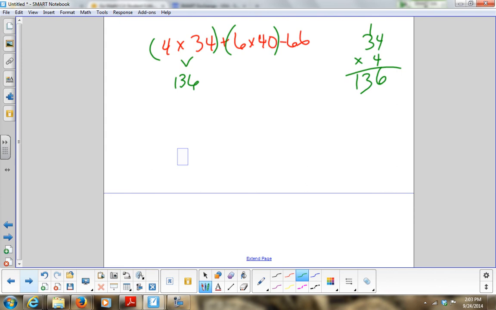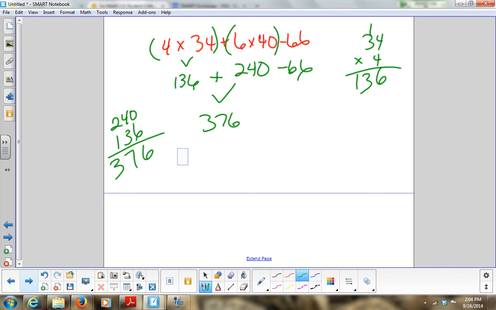Okay, 6 times 4 is? Nobody knows? 6 times 4. How many zeros do I add? 1. Now what do I do? 240 plus 136. Okay, so I'm going to solve that. 6 plus 0 is? 6. 4 plus 3 is? 7. 2 plus 1 is? 3. So 376.